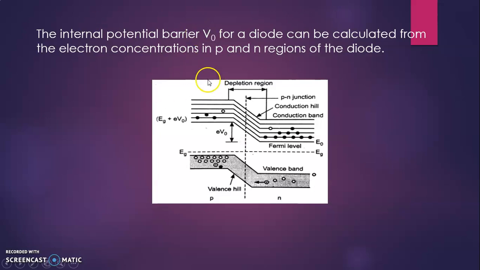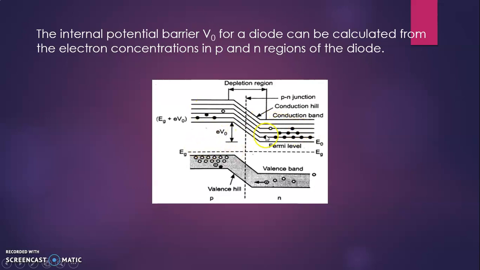In this diagram, we can observe this is the N side and this is the P side. In between, there is a PN junction. In this diagram, the solid black points are shown as electrons, and the others are hollow. These hollow ones are the holes. This is the conduction band on the P side, and this is the conduction band of the N side, and this is the valence band, and the shifting is shown.